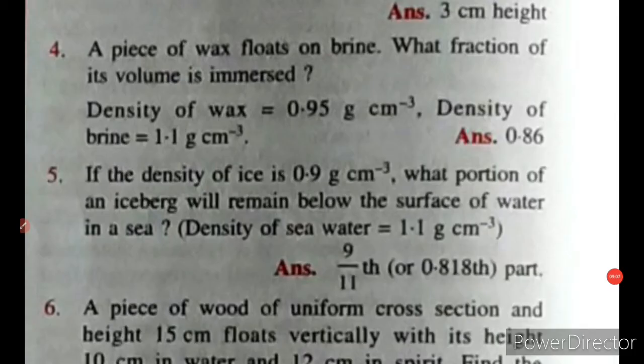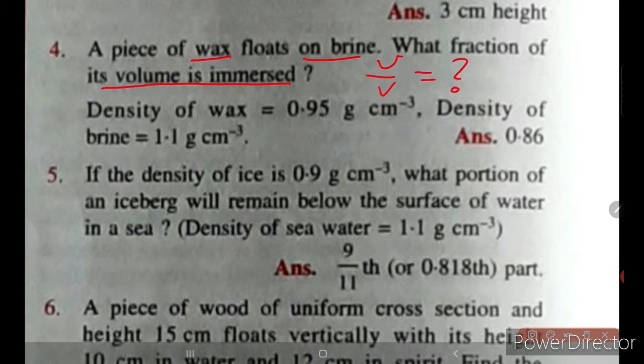Coming to the next question, question number 4: a piece of wax floats on brine. What fraction of its volume is immersed? Right, what fraction they are asking us? So simply they are asking us the fraction small v upon capital V, right? Here the density of wax is given, this is supposed to be rho s, and the density of brine is also given, which is supposed to be rho L.